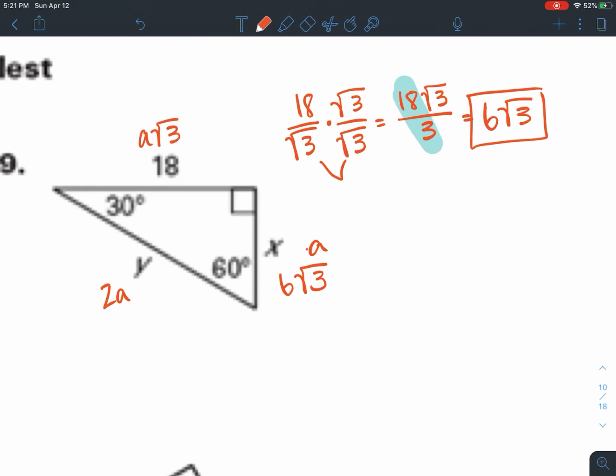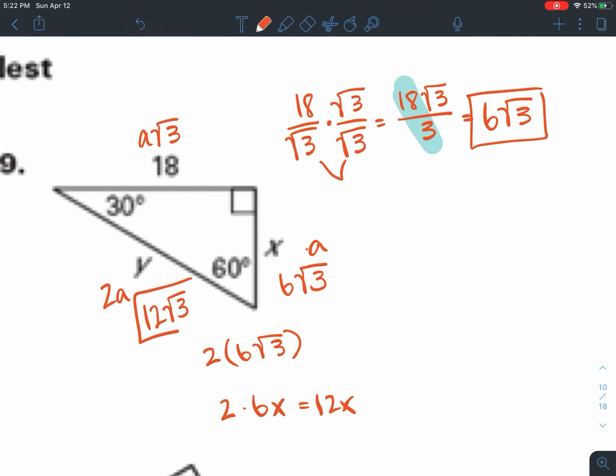And then to get from my short leg to my hypotenuse, I'm going to double it. So if I do 2 times 6 square root 3, again, it's like if I do 2 times 6x is equal to 12x, then this has a result of 12 square roots of 3.